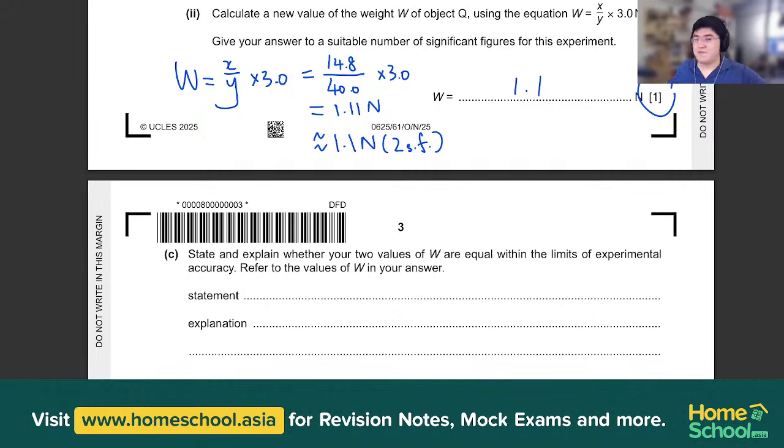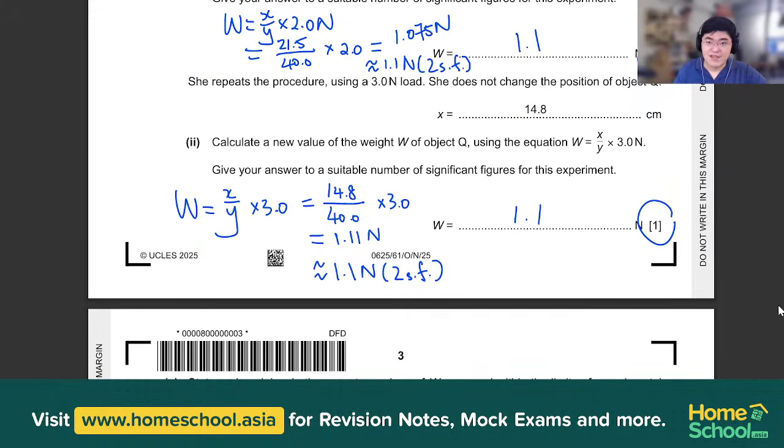Part C wants you to state and explain whether your two values of W are within the limits of experimental accuracy. And you are to refer to the values of W within your answer. As you can see over here, our values of W are equal. They're actually both 1.1. So what that means is very straightforward. Both values of W are equal, and of course, that means it is within the limits of experimental accuracy.